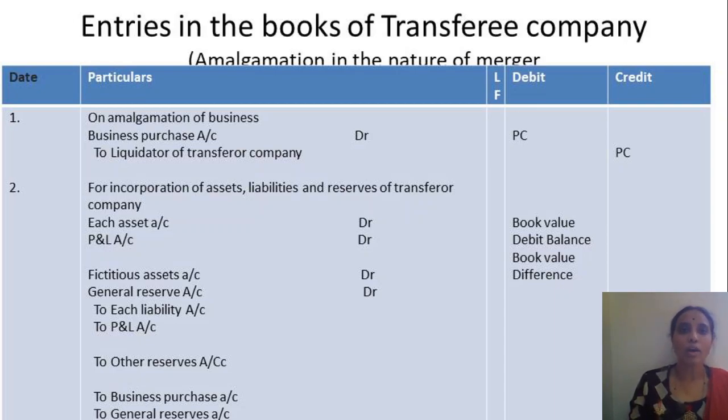We'll see. Number 1 is on amalgamation of business. On amalgamation of business, the business is amalgamated.